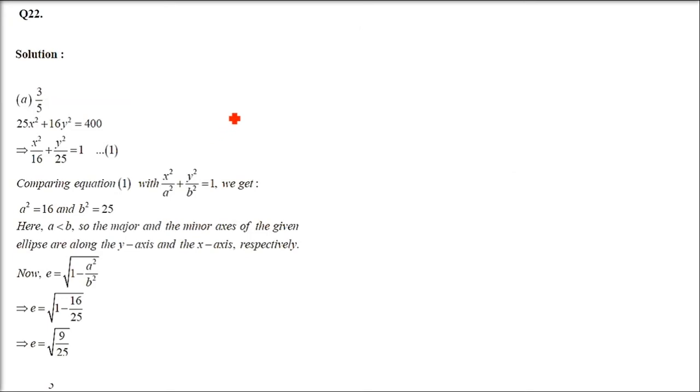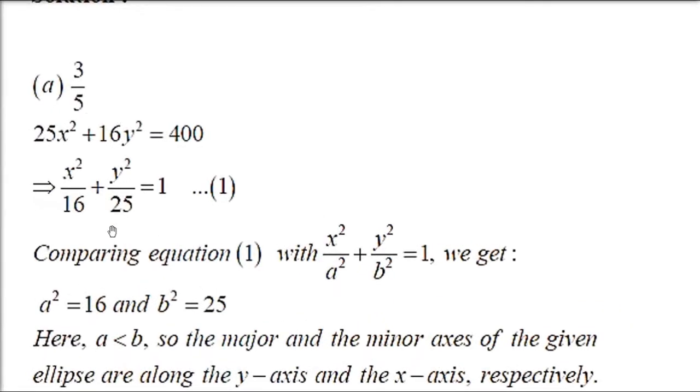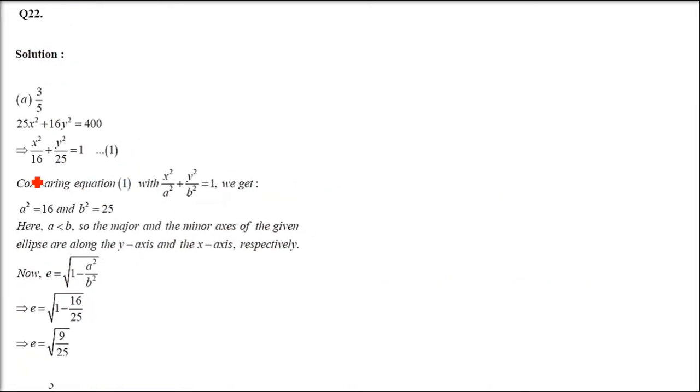Now question number 22. All these questions are almost similar. The eccentricity of the ellipse. Now this question is quite straightforward. Just write it in the form of x square by A square plus y square by B square equals 1. The only change is A is less than B, A square is less than B square. So we can't use under root 1 minus B square by A square for eccentricity. We have to use under root 1 minus A square by B square. A square is 16, B square is 25.